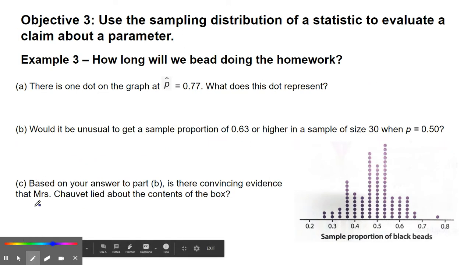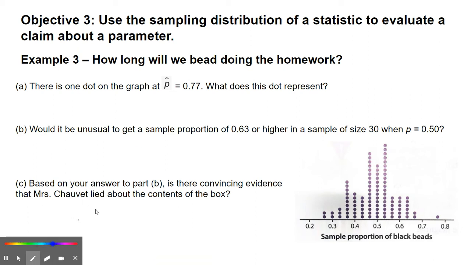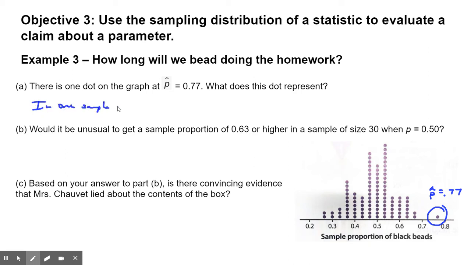Okay, so A, there is one dot on the graph at p hat equals 0.77. What does this dot represent? So where is 0.77? Oh, it's right here. So this is p hat equals 0.77. Well, what does that mean? Well, it means that in one sample of size 30, 77% of the beads were black.